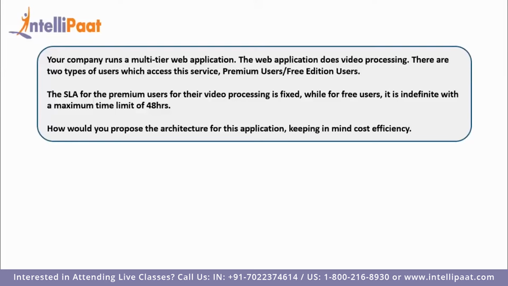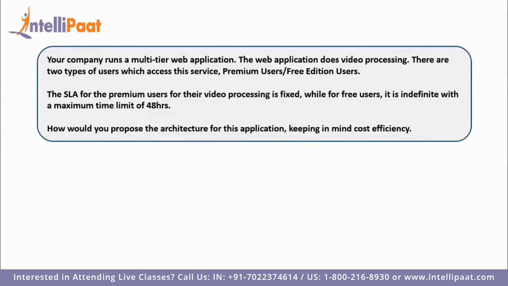All right, so to rephrase this question, basically you have an application which has 2 kinds of traffic. One is free traffic and one is premium traffic. The premium traffic has an SLA that the task should be completed in say 1 hour or 2 hours. The free traffic, they do not guarantee when it will finish, and it has a maximum SLA of 48 hours. So if you were to optimize the architecture for this at the back end, how would you design the architecture so that you get the maximum cost efficiency possible?